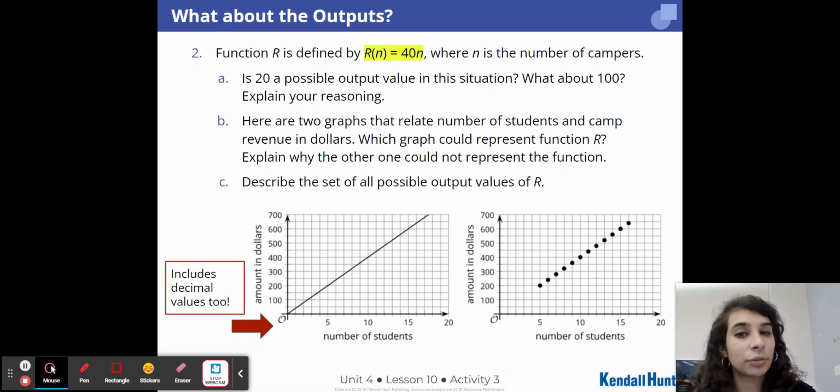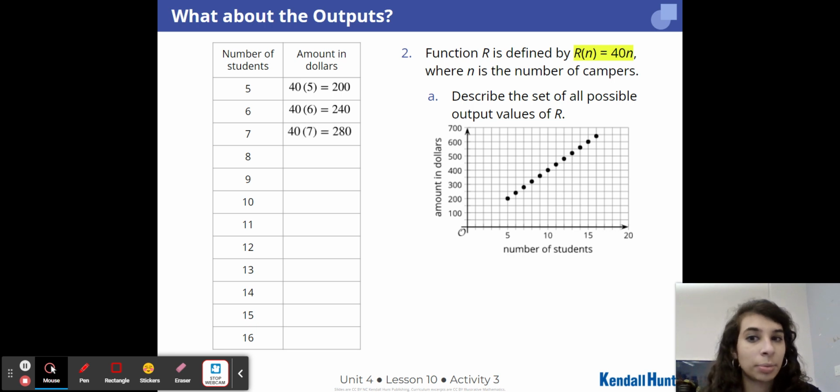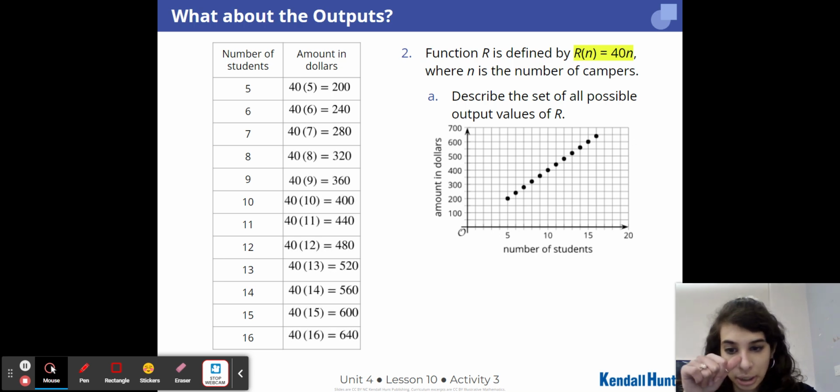I want you to think to yourself. And if you are stuck, create a little table for yourself, right? So if I have a table here for 5 people, we have 5 people, there's $40 per person, and it's going to cost $200. For 6 people, it's $40 per person, it's $240. For 7 people, it's $40 per person, it's $280. So you want to keep going, right, for each value that you have here. And so we go all the way up to 16 here.